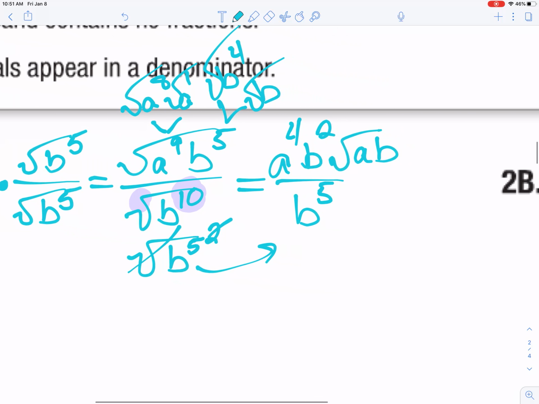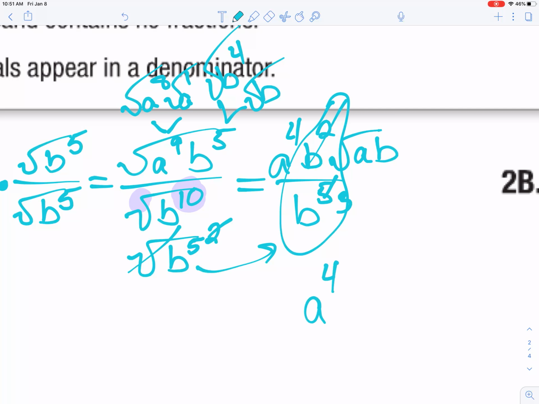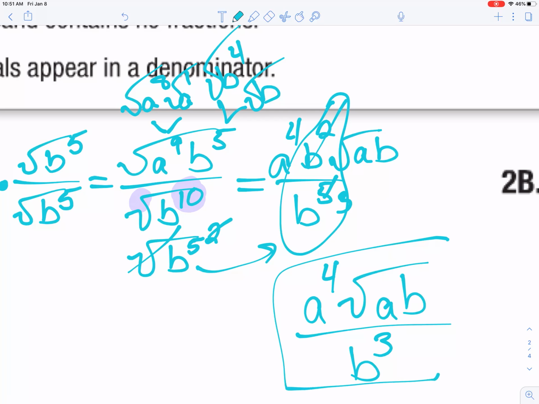Now we're almost done, but not quite. I do want to go ahead and simplify these b's right here. Two of them will cancel on top. Only 2 of them will cancel on bottom, leaving me with 3 left. So my final answer is going to be a to the 4th root ab being divided by b cubed. That's my final answer.